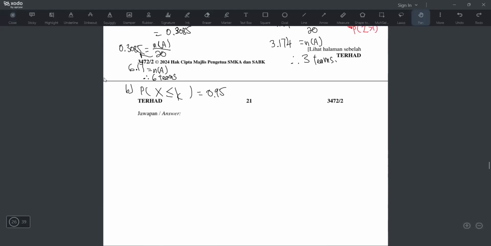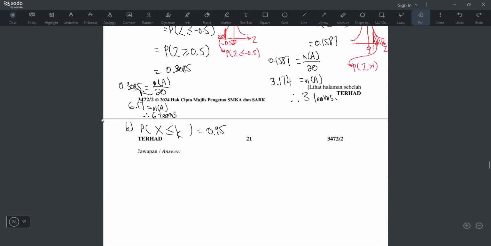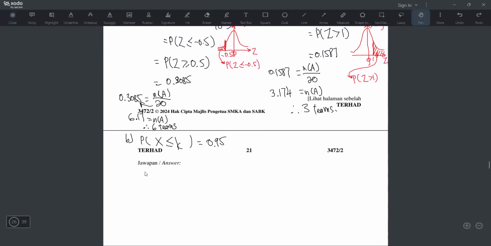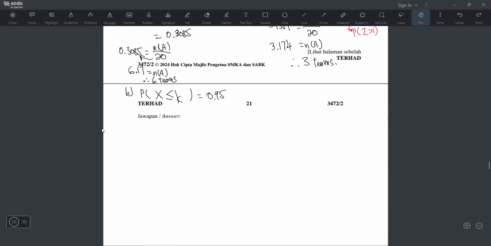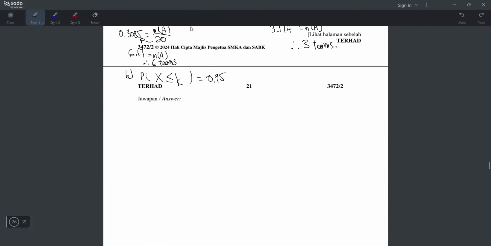Okay, now my job is to change to Z. Yes, I have to change to Z, and then later draw, and then read the table like that. But this one, you have to read from the inside. You know why? Because you don't have the Z value. You will not have the Z value later, but you have the probability answer. So you have to read in reverse. You have to find it back. Okay, let's change to Z value.